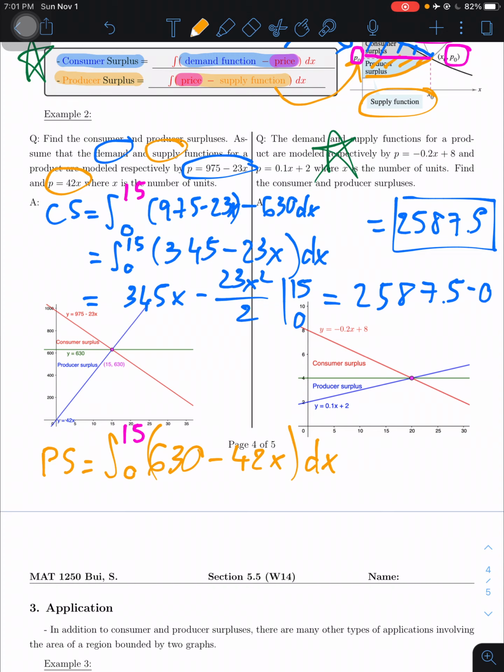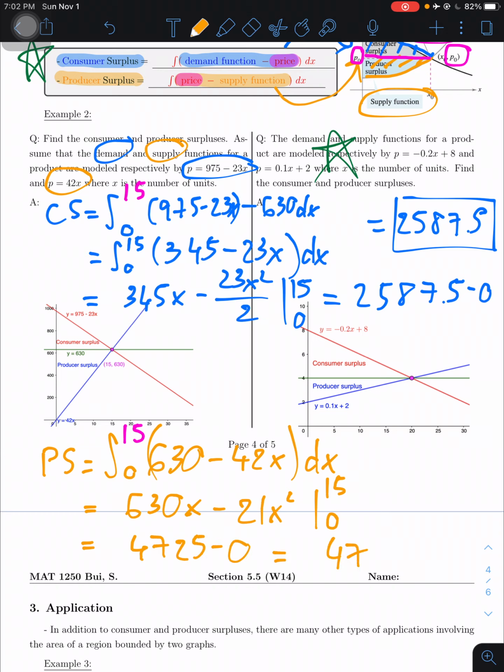So now, same old game, right? We're going to integrate them because we don't have any like terms to combine. And then we're going to do 42 times x squared divided by 2. If you want, you can simplify it, because 42 divided by 2 is 21, right? And we're going to integrate it from 0 to 15. Right, and then this one, if you input 15 in here, what do we get? We're going to get 4725 minus 0. So the final answer in here is going to be 4725.